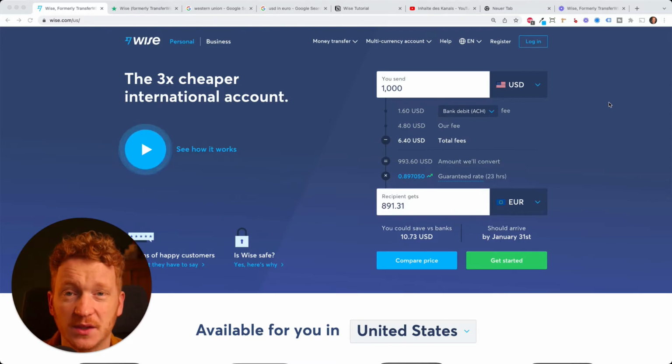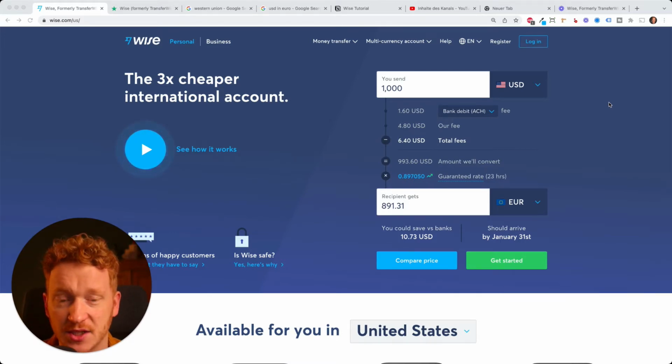So in essence, Wise is a service where you can transfer money internationally with very low fees. That's kind of their unique selling point. So they are a bank, but they focused their service on sending money abroad into different currencies.